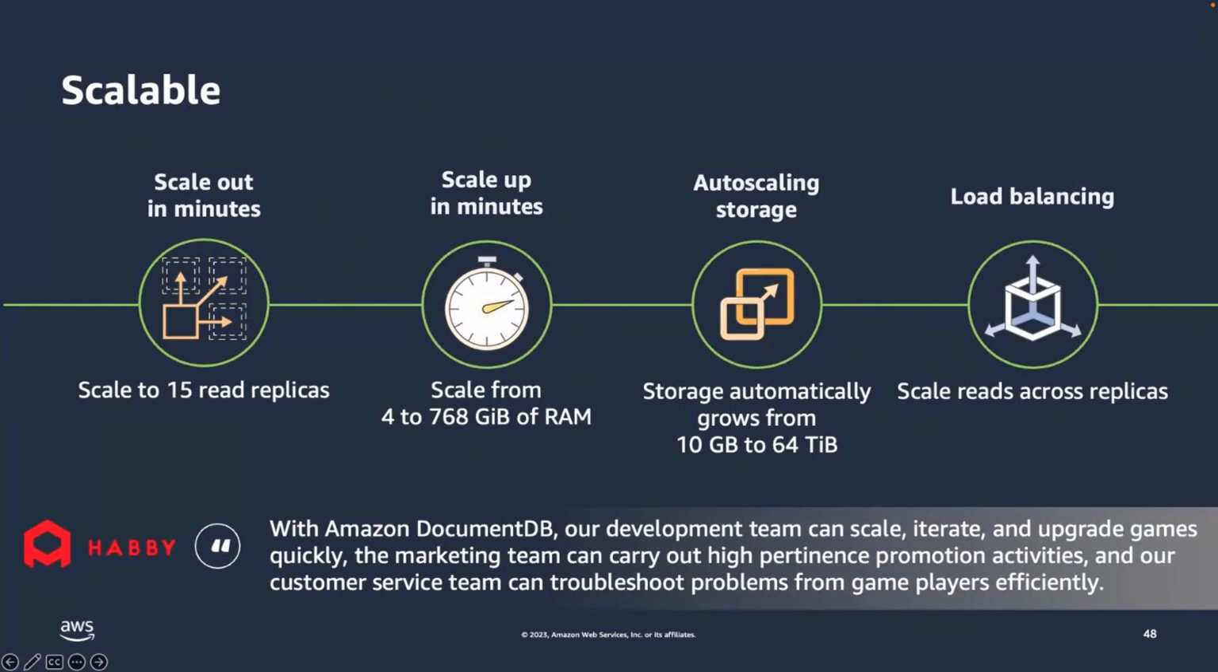When it comes to scalability, you can scale out in minutes, so you can scale up to 15 read replicas. You can scale up, which means you can scale from 4 to 768 gigs of RAM. We do auto scale on the storage side of things, so you can automatically grow and shrink your storage data sets from anywhere from 10 gigabytes to 64 gigabytes. We also offer load balancing, in which you can scale across many read replicas.